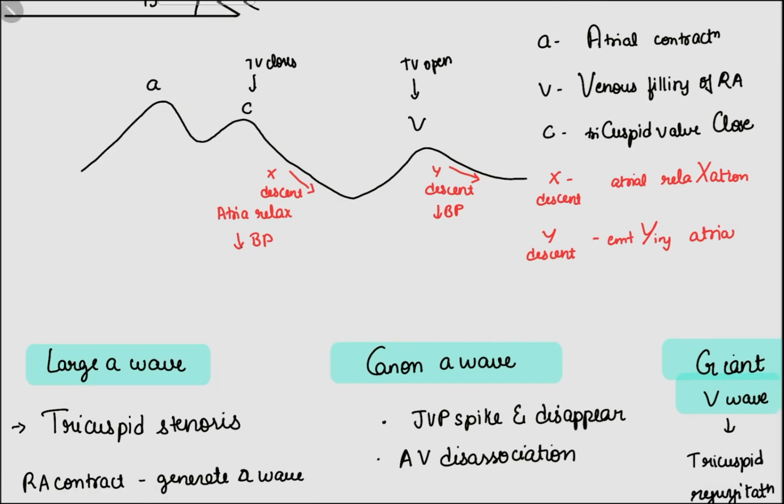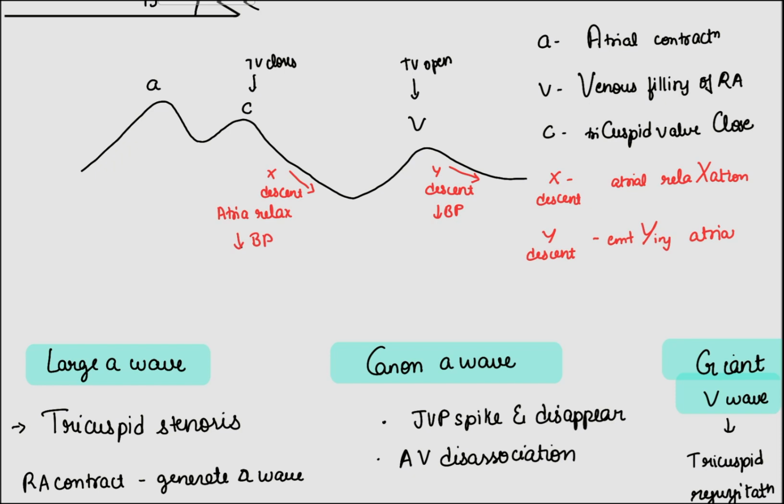Jugular venous wave pattern, the JVP components and the waveforms. It basically has three ascending waves and two descending waves. A, C, V are the three ascending waves, and X and Y descent are two descending waves. So just know the basic physiology, how A wave is formed. A wave is formed by atrial contraction. V by venous filling of right atrium. C by tricuspid valve closure. X descent, atrial relaxation. Y descent, emptying of atria.